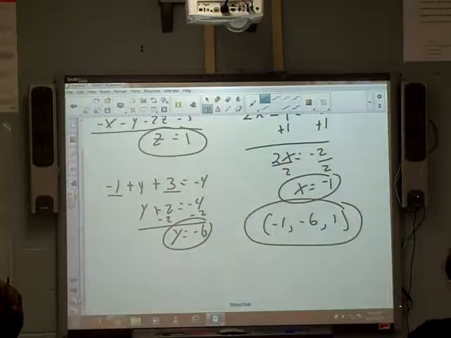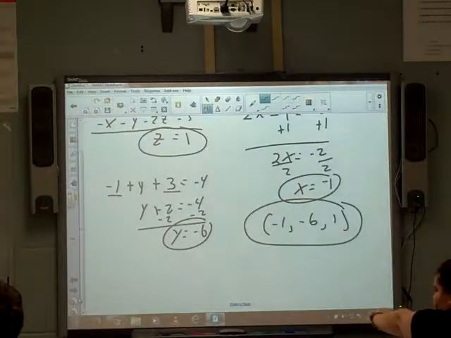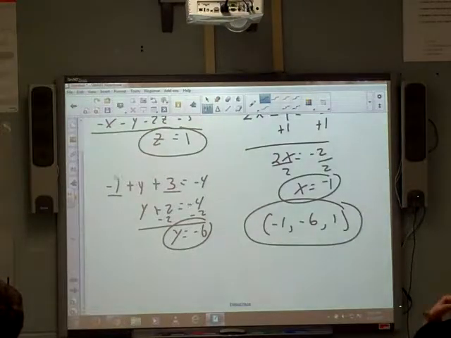Alright, you got a question, Molly P? I'm just wondering which page you were at. The first one. Wasn't there like a 3 in there? It was 3z, and my z was 1, so 3 times 1. Oh, I didn't write that, I'm sorry.